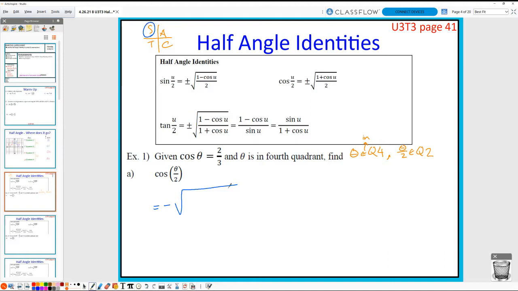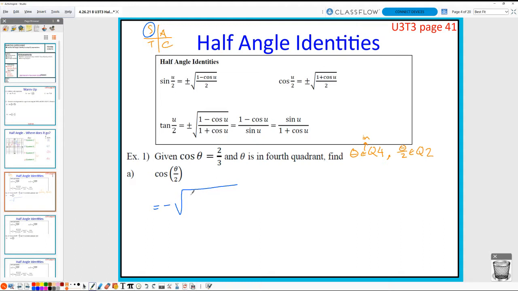quadrant 2. Now, this is the part that's tricky because a lot of people say, wait, I thought we were in quadrant 4. Isn't theta in quadrant 4? That's true, but I'm not looking at theta. I'm looking at theta over 2. I'm looking at the half angle, not the angle itself, but whatever angle I used to have, I'm dividing it by 2. So you have to be very, very careful. And theta over 2 is in quadrant 2, not quadrant 4. Okay, so I want the negative version because I'm in quadrant 2 for cosine.